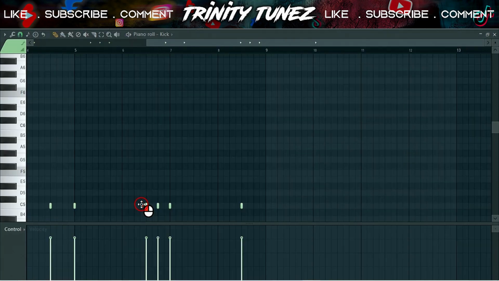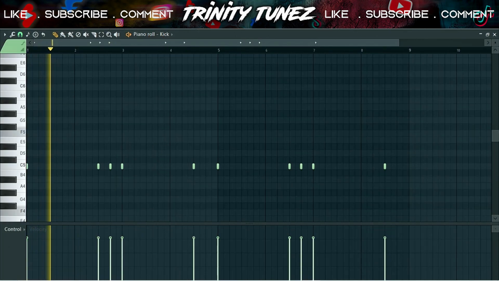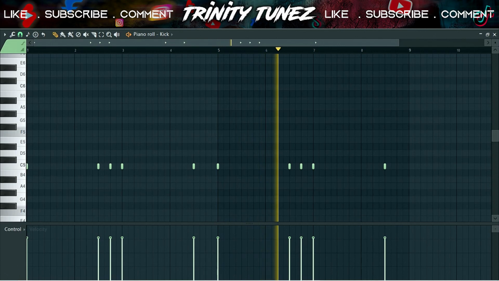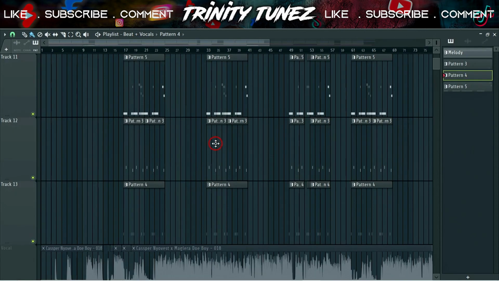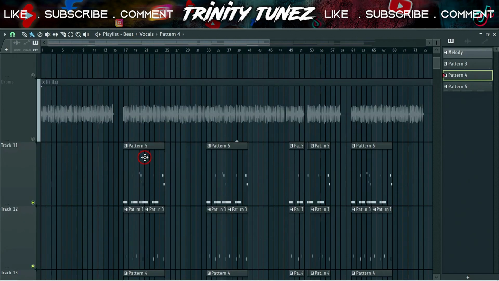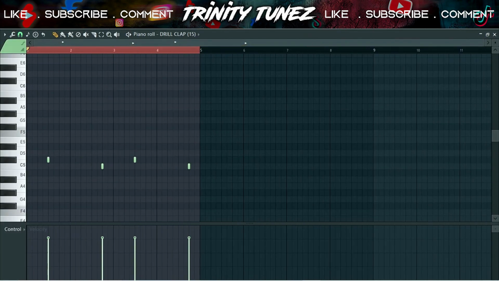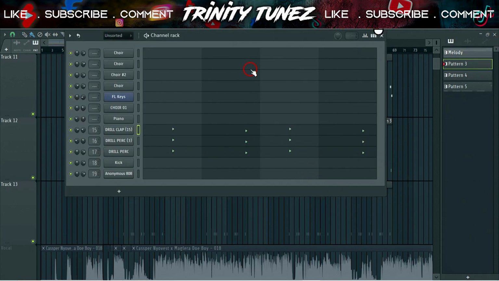After the 808, I did the thing with the kick. After the kick, I went and did the clap. With the clap, I did two percussions. One, I think, is a rim shot. So I layered them together to sound like this.